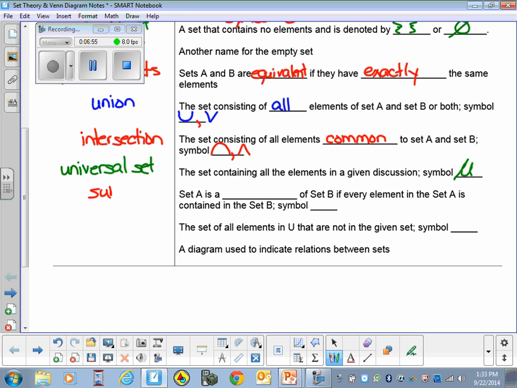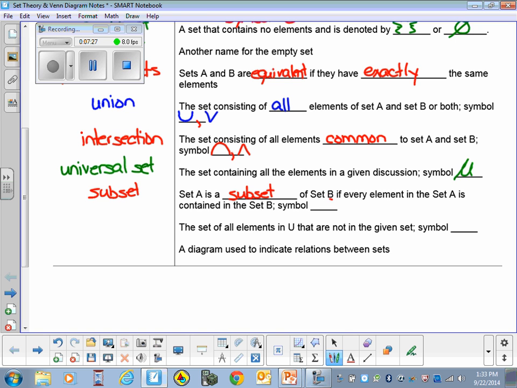Subsets. Set A is a subset of set B if every element in A is contained in B. So if set B is all geometry students at Luther Jackson Middle School, and set A is my 7th period geometry class, then A is a subset of B. You're a part of a whole, and every single one of you is contained in that whole.